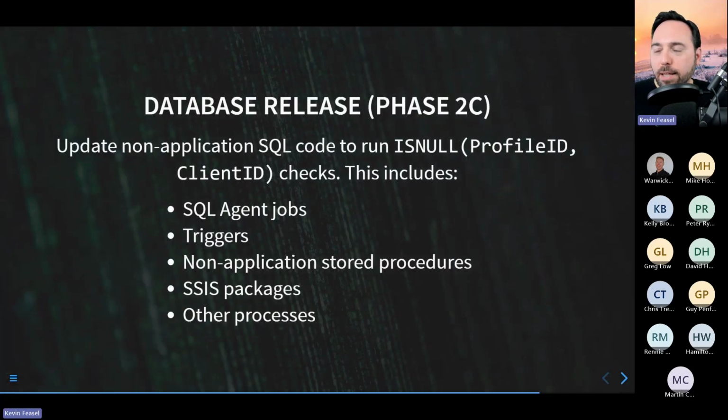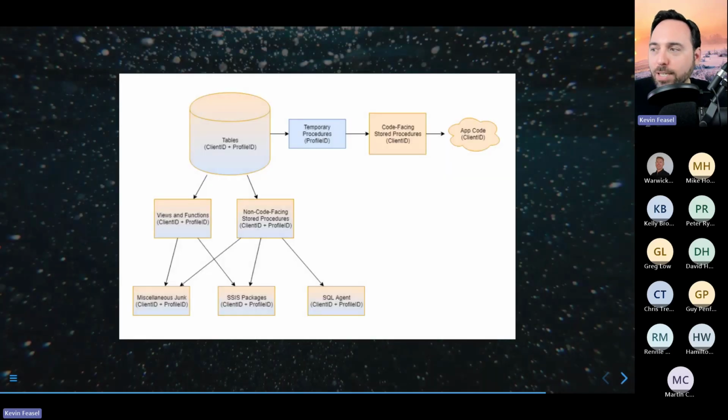So we've done that. Our next part of the database release phase, we update the non-application SQL code to check as well is null profile ID client ID. That would be SQL agent jobs, triggers, stored procedures that aren't used in application code, SSIS packages, anything else that we've got running. So we've got all of this stuff, and everything behind the curtain is checking those is null checks. We've slowed everything down for a little bit of time, but this isn't going to last for too long.